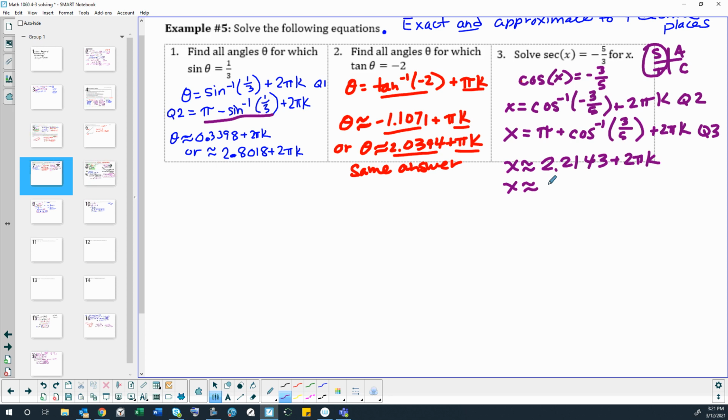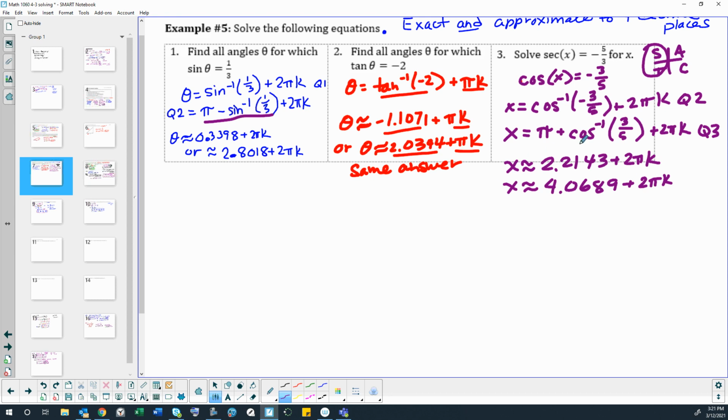plus. I keep saying minus when it's plus because it's quadrant 3. So pi plus the inverse cosine of positive 3/5 to get the reference angle that's in quadrant 1. And that gives us 4.068, round the 8 to a 9. And there's our approximate quadrant 3 angle plus infinitely many other answers.